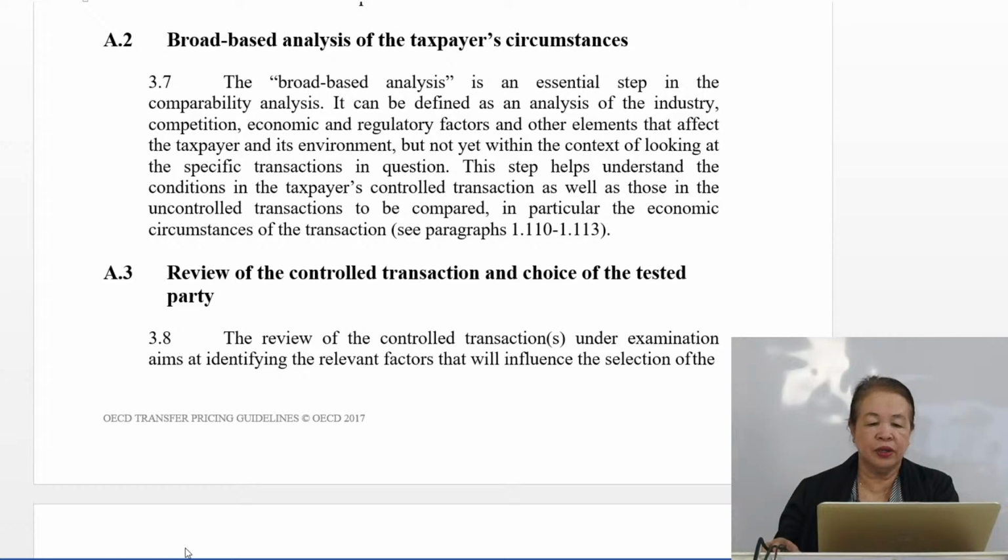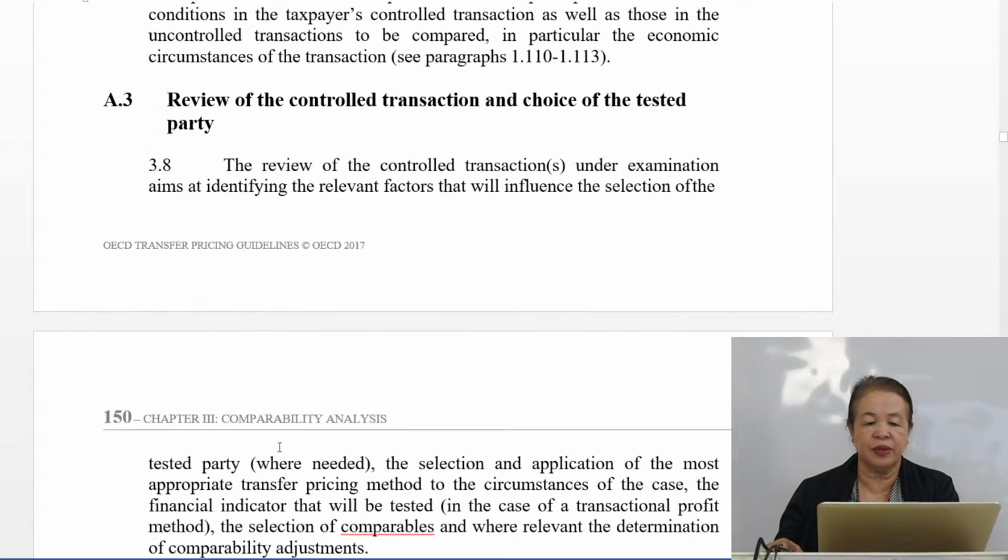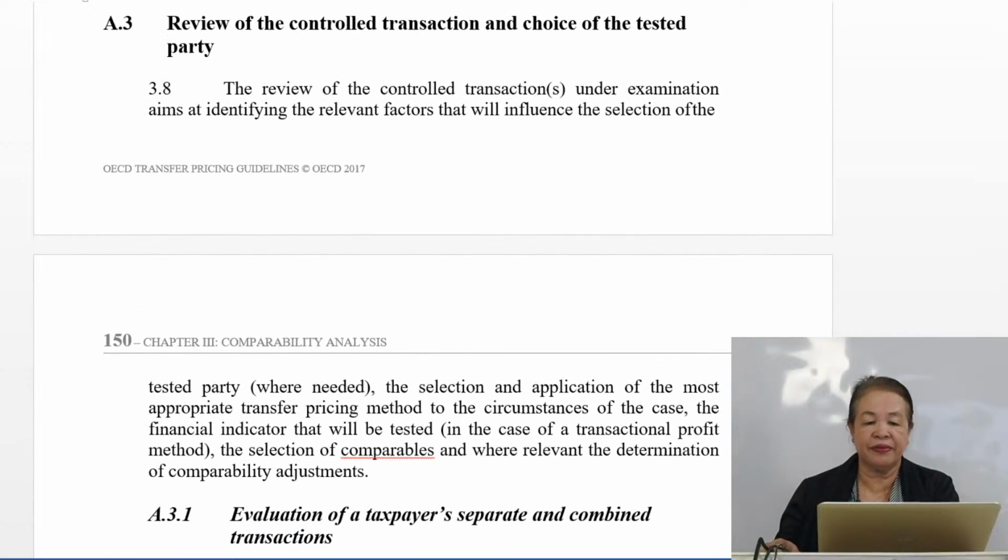So, review of the control transactions under examination aims at identifying the relevant factors that will influence the selection of the tested party, no? Kung kailangan. The selection and application of the most appropriate transfer pricing method to the circumstances of the case. The financial indicator that will be tested in the case of transactional profit method, the selection of comparables, and where relevant, the determination of comparability adjustment.